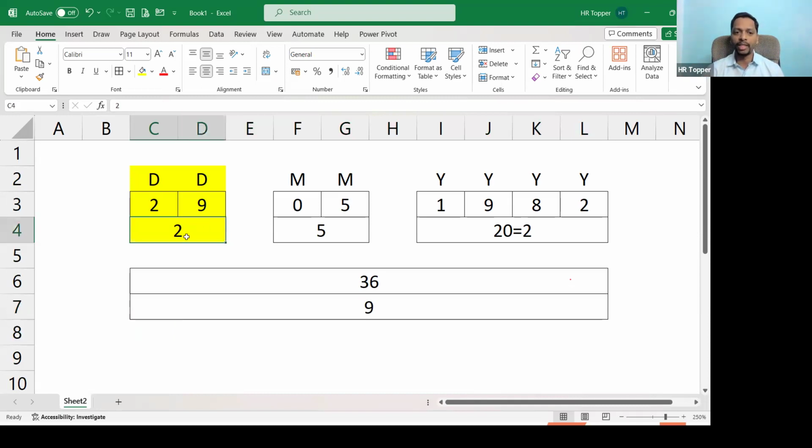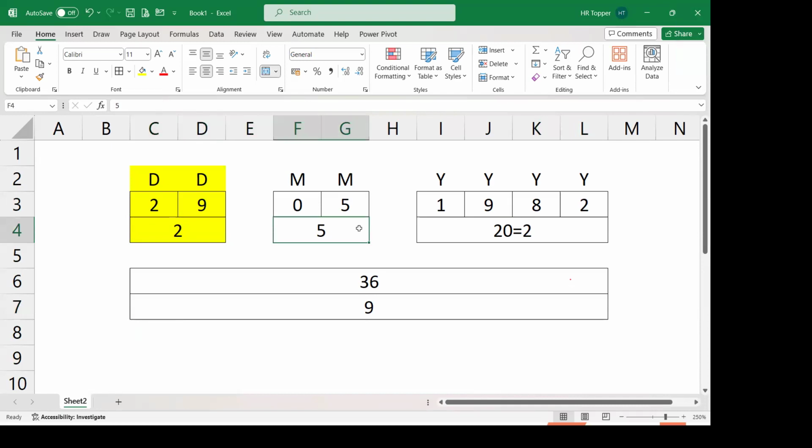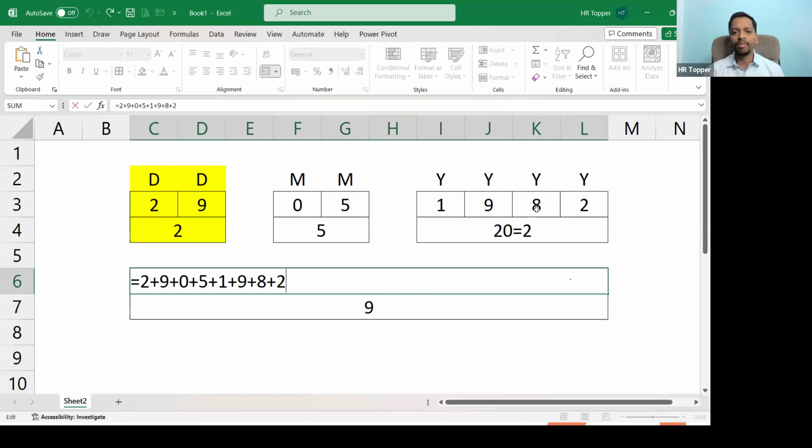So even if you do this way, please repeat one more time. You have to add all your date of birth: 2 plus 9, 0 plus 5, plus 1 plus 9 plus 8 plus 2. All your date of birth, whatever number is there. Done?